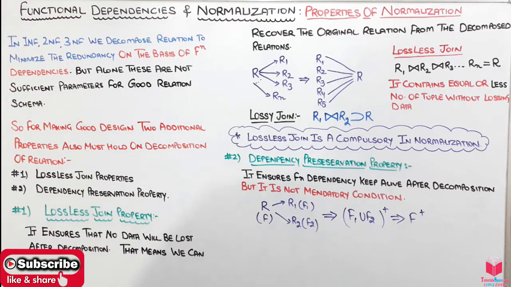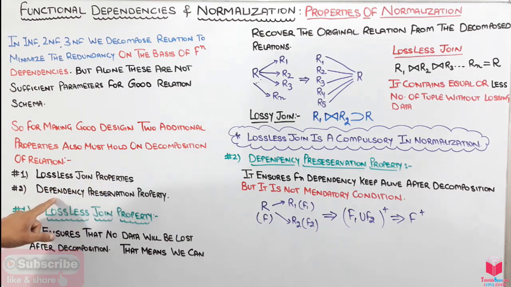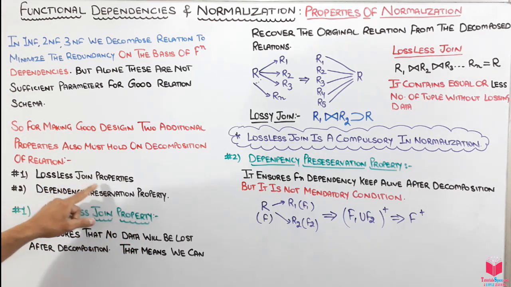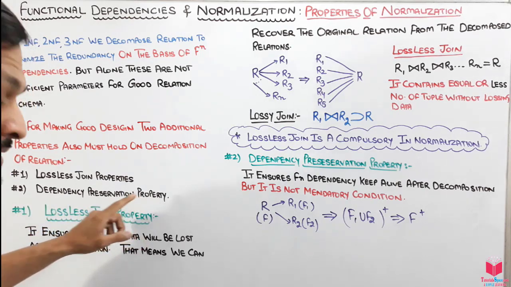Okay, so let's see what these points are. The first is the lossless join property. The second is the dependency preservation property. Let's see what these are.